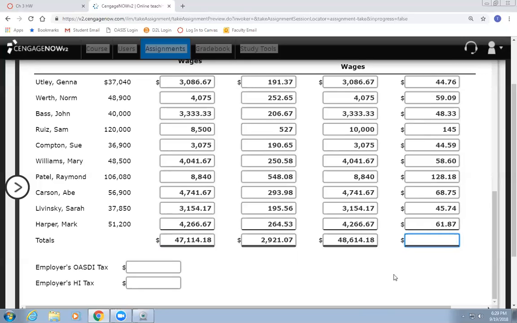And then our total Medicare or high tax should be $704.91. They get employer's OASDI as 1 cent higher. You can enter that or enter what we actually came with. So I'm going to put the 2921.07 and the high of 704.91. They got 2921.08 because they were taking total taxable wages times the 6.2. So we have a slight rounding difference there.